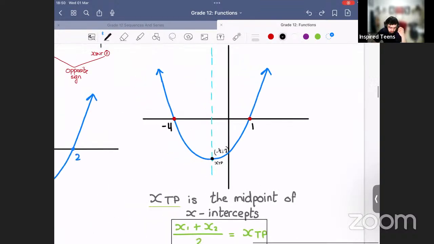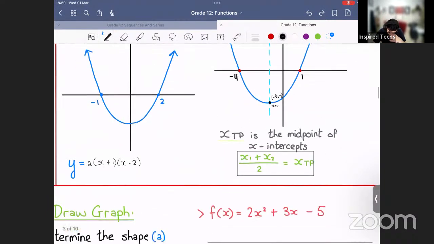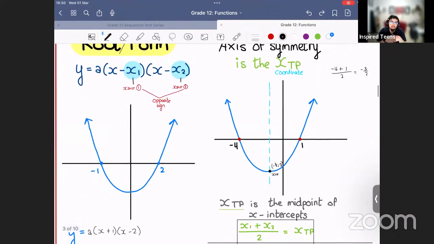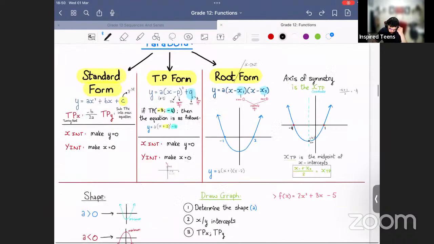Okay, so two things. Axis of symmetry is created by the x turning point coordinate when you draw a vertical line through it. The x turning point is the midpoint of each root, or each x-intercept.